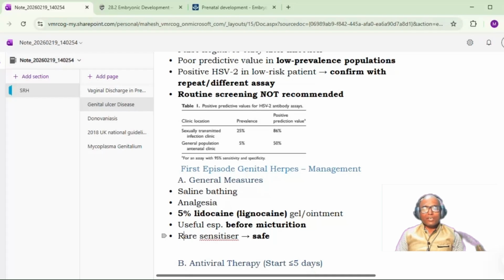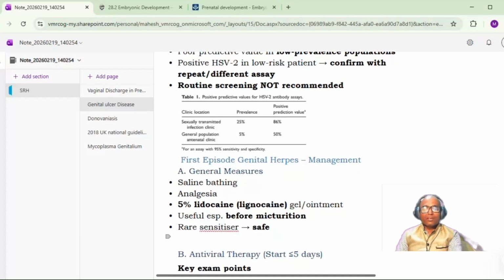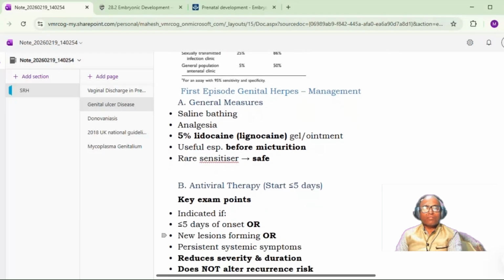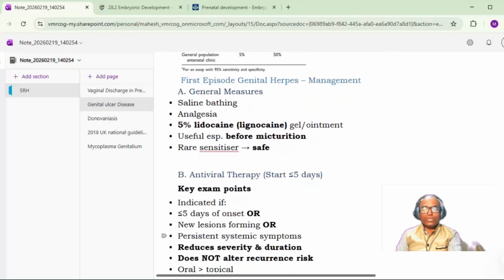General measures such as saline bathing, then analgesia. Remember, it is a 5% lignocaine gel they have mentioned, not the 2%. What the guidelines say is a 5% lignocaine gel or ointment, useful especially before micturition. Sensitivity is less common, so it is safe.